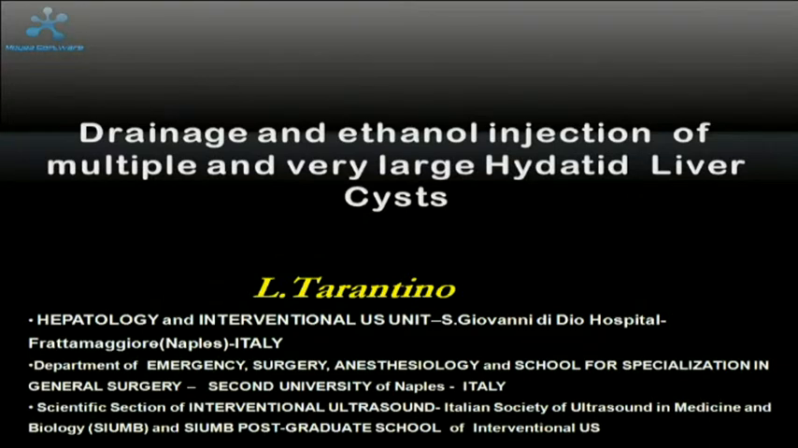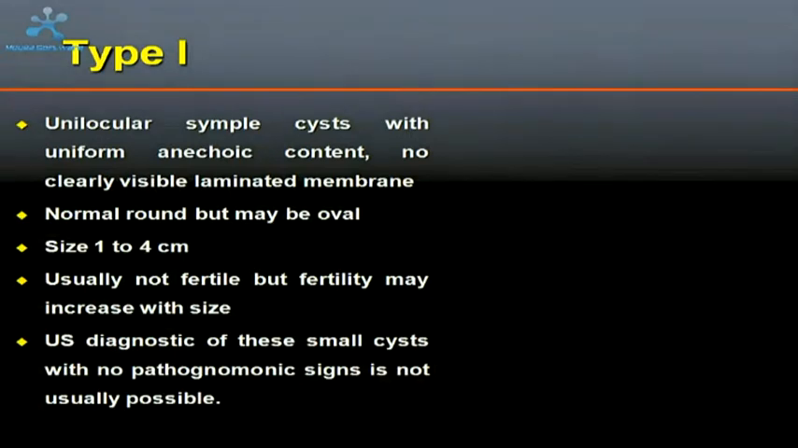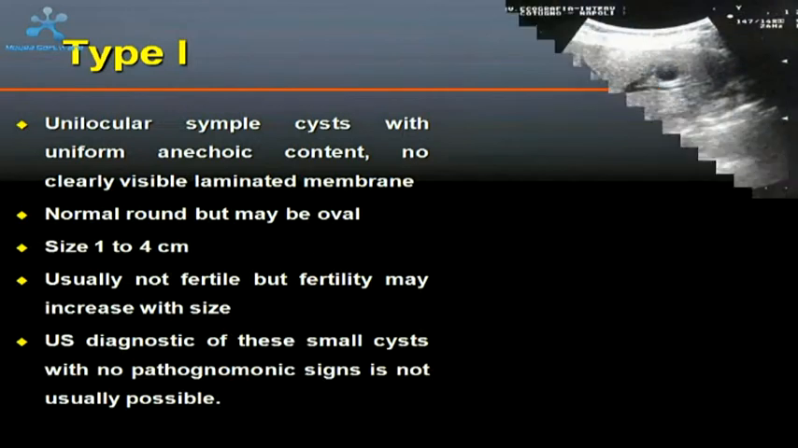Yes. So, the drainage and ethanol injection of multiple very large hydatid liver cysts. You already have seen a couple of cases from Dr. Zeren, and this will remind you of the more accepted classification of hydatid liver cysts: type 1, 2, 3, 4, 5, and 6. Type 1 is a unilocular simple cyst, less than 4 centimeters in size.